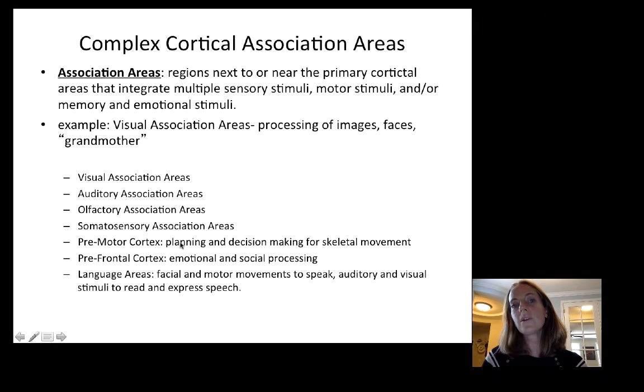And these are generally sort of planning, decision-making areas for movement. So we have premotor cortex, which is planning and deciding what movements will be sent out the primary motor cortex. We also have emotional areas that have complex emotional and social processing. So there's an area called the prefrontal cortex that will be higher order emotional processing in the front of the brain. And then we have language areas, which are more complicated sensory and motor areas, some for movements to speak, some for listening to speech, and some for looking at or reading speech.